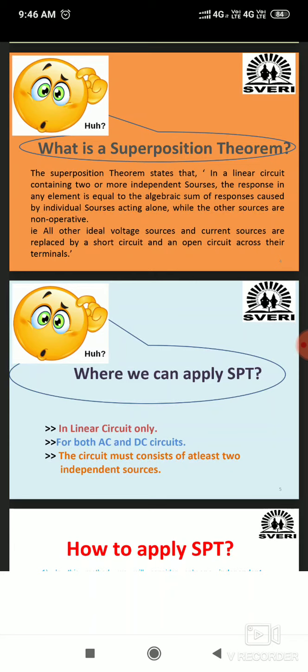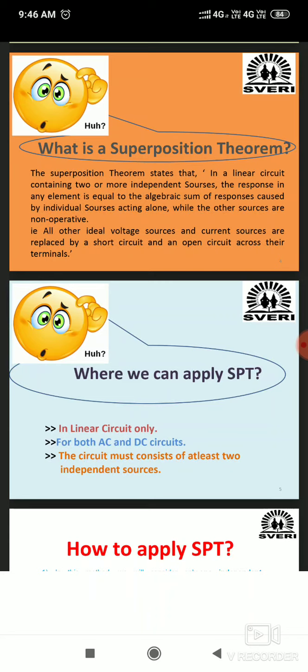the algebraic sum of responses caused by individual sources acting alone. समजा तीन सोर्सेस आहेत, तीन इंडिपेंडंट सोर्सेस आहेत, एका वेळी एकच सोर्स घ्यायचा आणि बाकीचे दोन नॉन ऑपरेटिव्ह करायचं. ओके, सो त्या एका सोर्स मुळे रिस्पॉन्स काय येते, that you have to find. Second time, the second source you can take and make the remaining sources non-operative and then find out the second response. Third time you can take the third independent source and make the other two non-operative and find out the response. So finally you have to add that. Finally you have to take the algebraic sum of all three responses. That will give the total answer. That is the meaning of that statement.